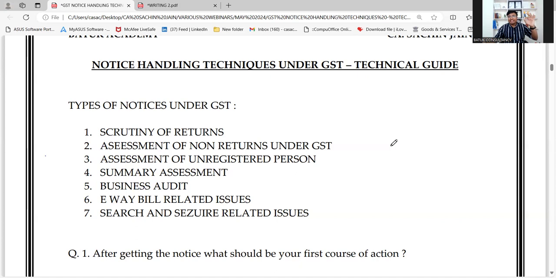So these are the probable types of notices. First is scrutiny of returns, second is assessment of unregistered person, assessment of non-return filers, summary assessment, business audit, e-way bill, search and seizure. Just confirm once that all these types of notices are clear in your mind, what types of notices there are in GST. These are the basic types. Everyone is clear about this? I'm expecting a reply from each and everyone that your concept related to types of notices is okay.